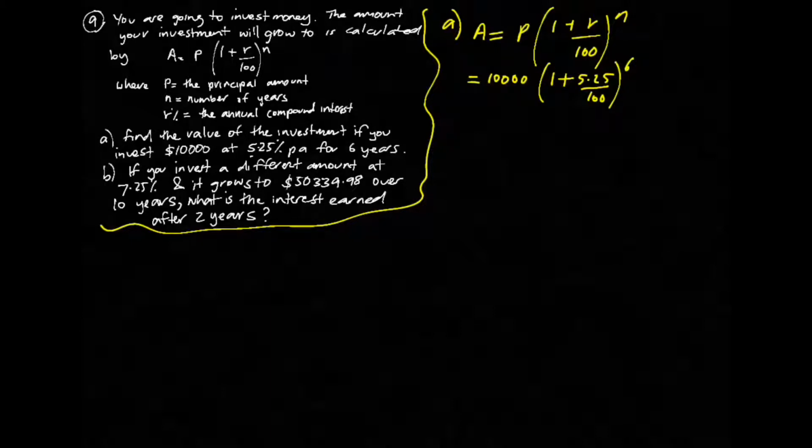Now going ahead and calculating that, you will get 13,593.54. So part B, if you invest a different amount at 7.25% and it grows to $50,339.98 over 10 years, what is the interest earned over 2 years?